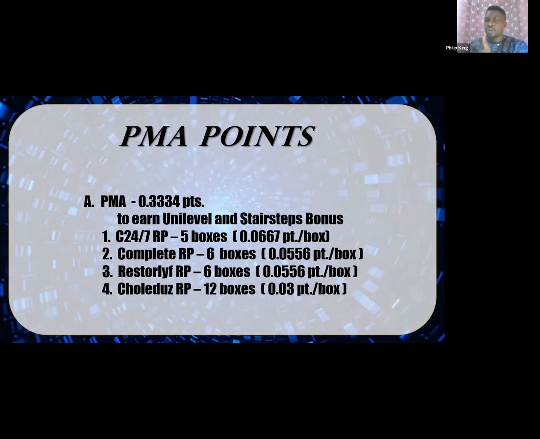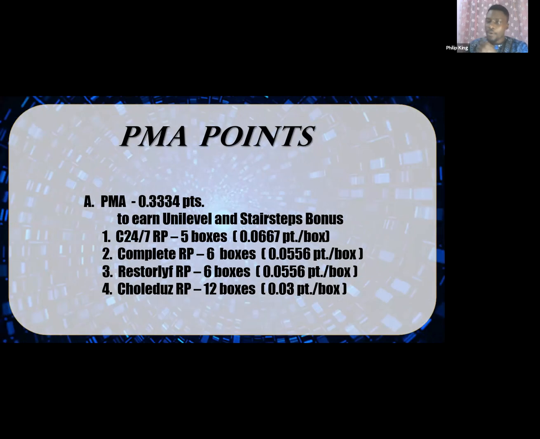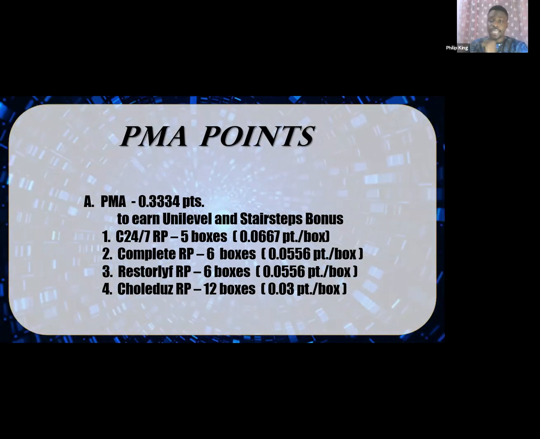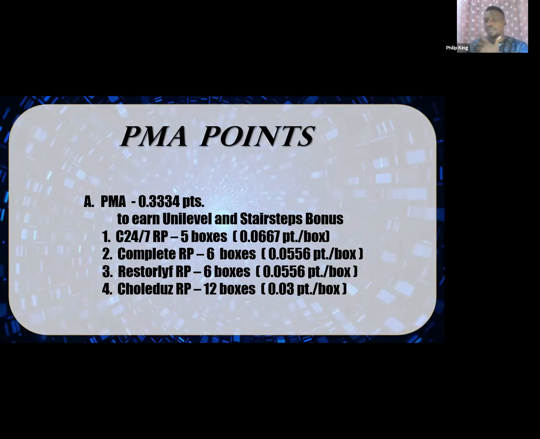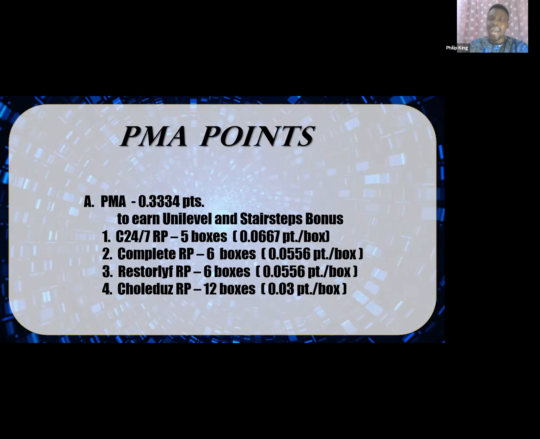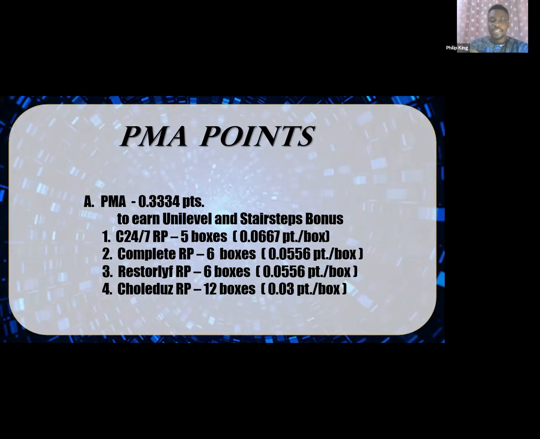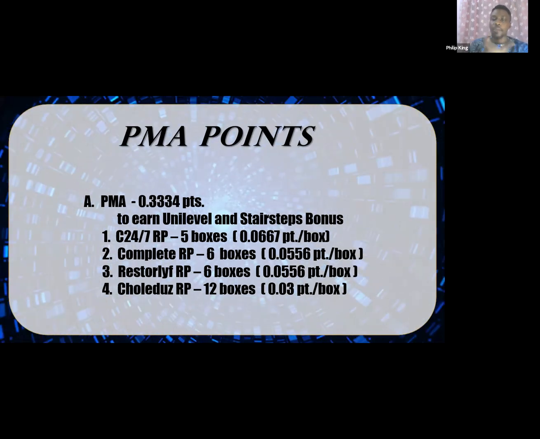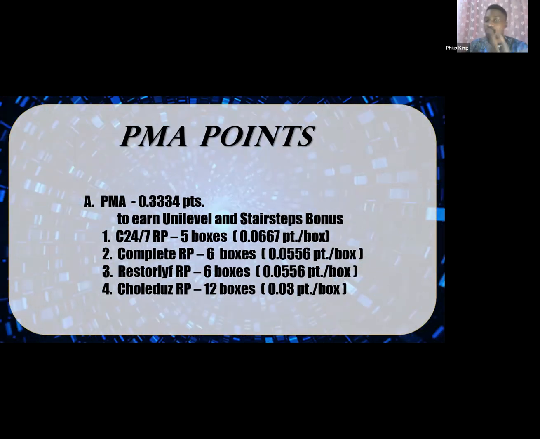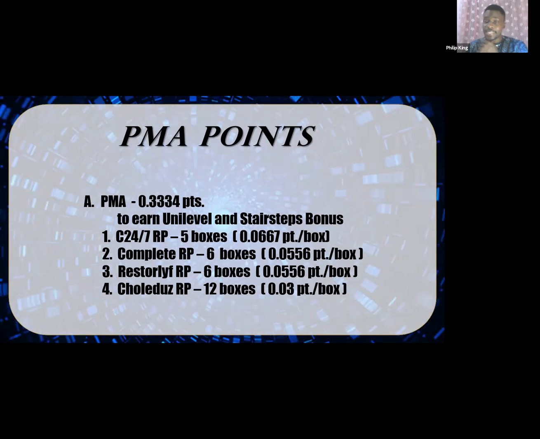Now, in order for you to clear 0.3334 points, you need 5 boxes of the small C247. Each box is 0.0667 points. Now, every single product has its points. Your complete small ROP is about 0.0556 points. 6 boxes will cover your single maintenance.